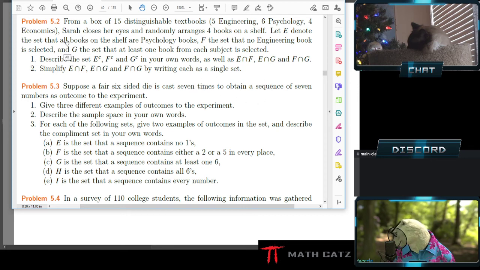Now I'm going to do problem 5.2 because in the past when I leave both problems up to you, it is a disaster. But there's a big problem 5.3, so you still have a lot of stuff you can practice if you want to. Okay, so now the first question here is: describe the sets E complement, F complement, G complement in your own words, and the intersections as well.